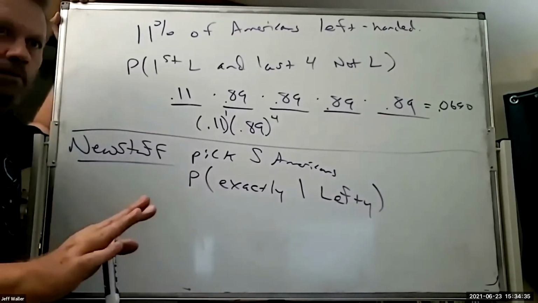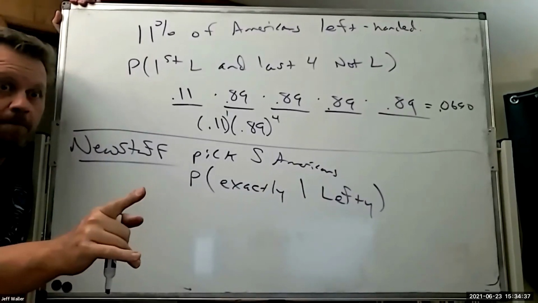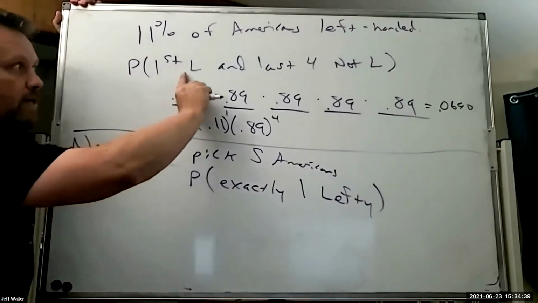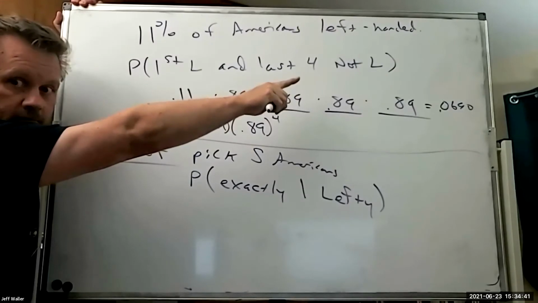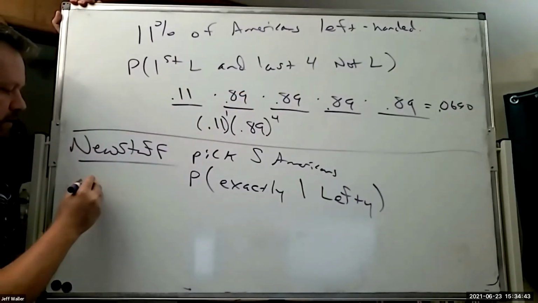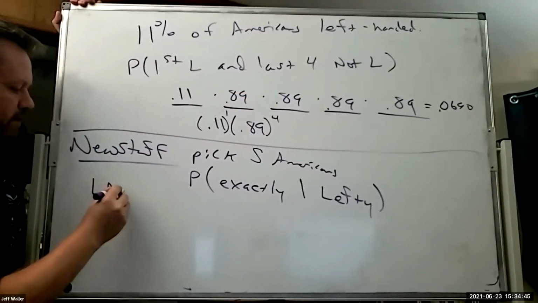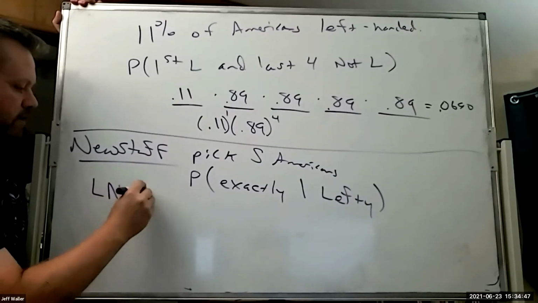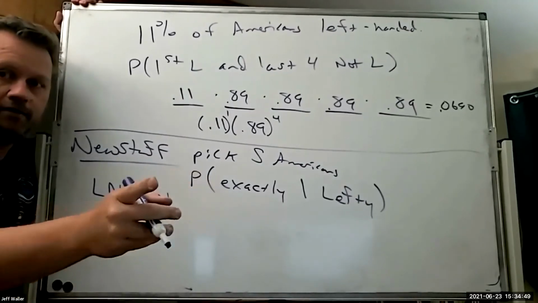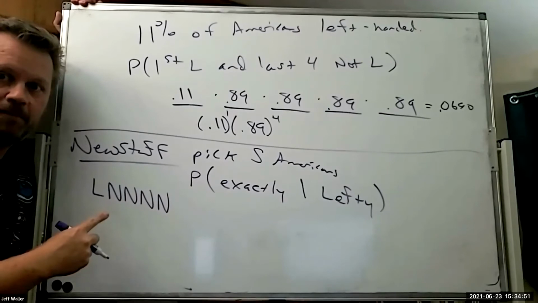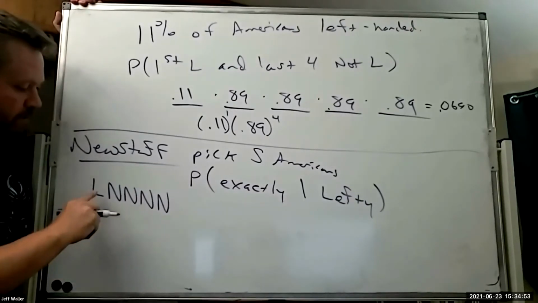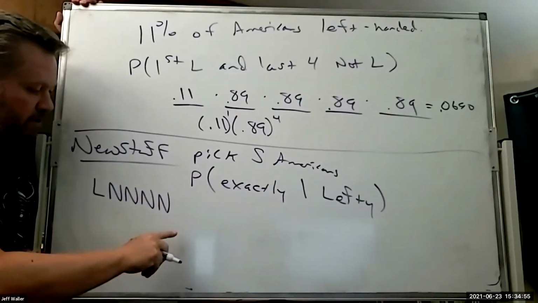Okay, now watch. One way to do it is exactly this way, isn't it? So let me see. Left-handed, and then a not left-handed, and then a not left-handed, and then a not left-handed, and then a not left-handed, correct? Are you guys with me? So the first one's left-handed, and the other 4 aren't.